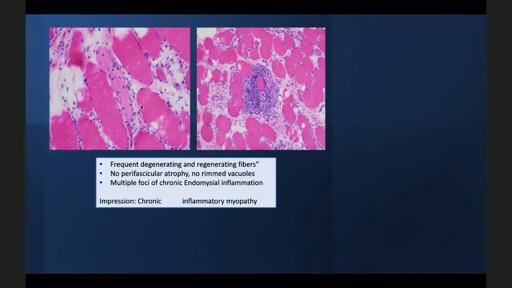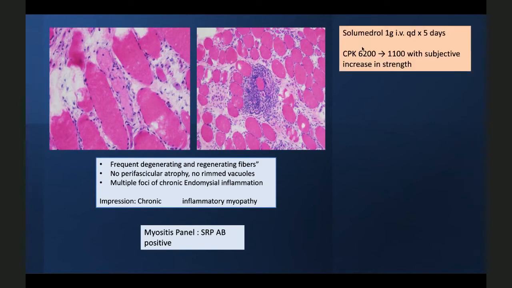the biopsy of the left biceps was done, which, as you can see up here, was done at our place. We see frequent regenerating fibers. We don't see any rimmed vacuoles, so that excludes IBM. So in the impression, again, it's just inflammatory myopathy. We don't know what type. So the myositis panel came back for SRP positive antibody, and the patient was started on Solu-Medrol.